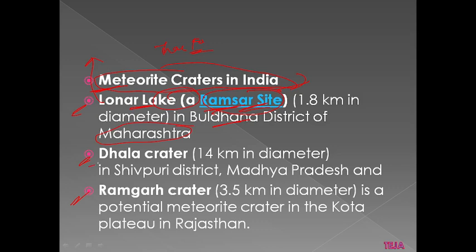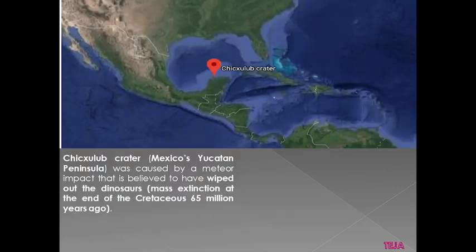And you see Dhala crater, which is 14 kilometers in diameter, in Shivpuri district of Madhya Pradesh. And also Ramgarh crater is a potential meteoroid crater in the Kota plateau in Rajasthan. So Rajasthan, Madhya Pradesh and Maharashtra are the 3 states where these meteor craters are found. Among them Lunar Lake is one. Dhala crater and Ramgarh crater are various places where these meteor craters were formed due to the hit of a meteoroid. Okay, what see here, Chicxulub crater, right? Chicxulub crater, okay, it is in Mexico's Yucatan Peninsula.